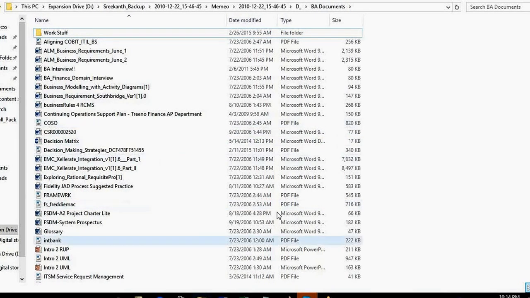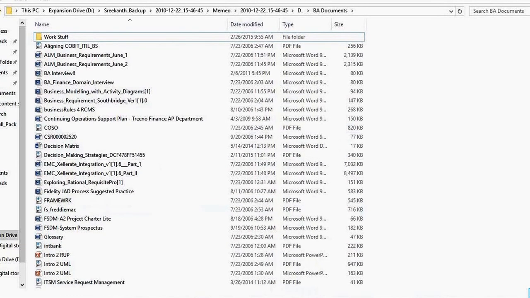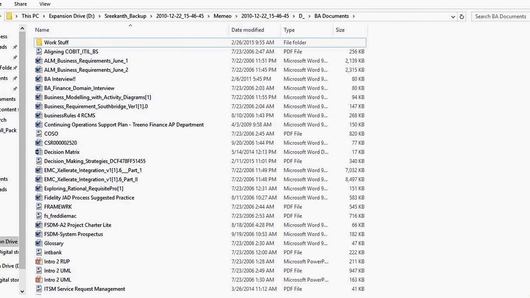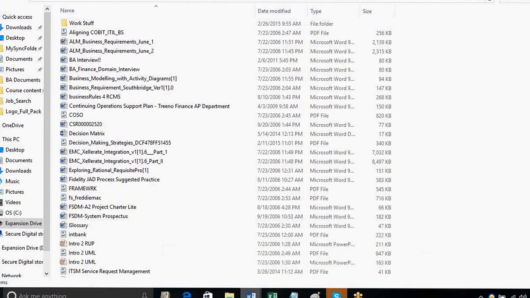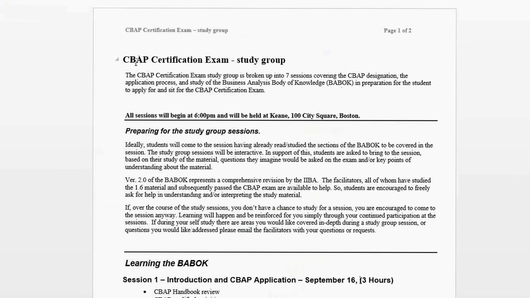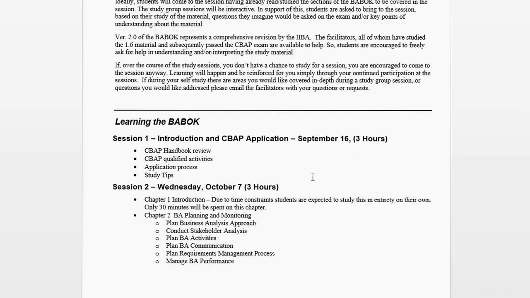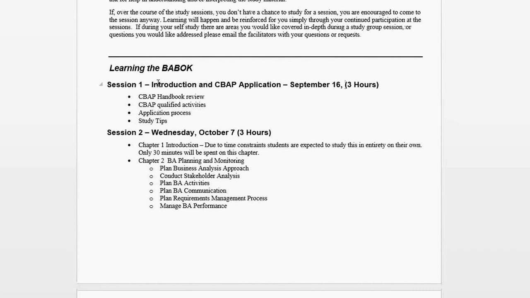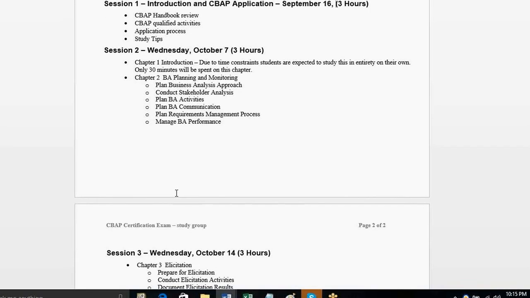Also, the other stuff that you would get is the BOK, B-O-K, which is nothing but the business analysis body of knowledge. You may see something here. This was the stuff that I did a long time back for the CBAP certification, in terms of how we should divide and conquer this for the certification program. So we would also help you with that. And the business analysis body of knowledge is very dry.